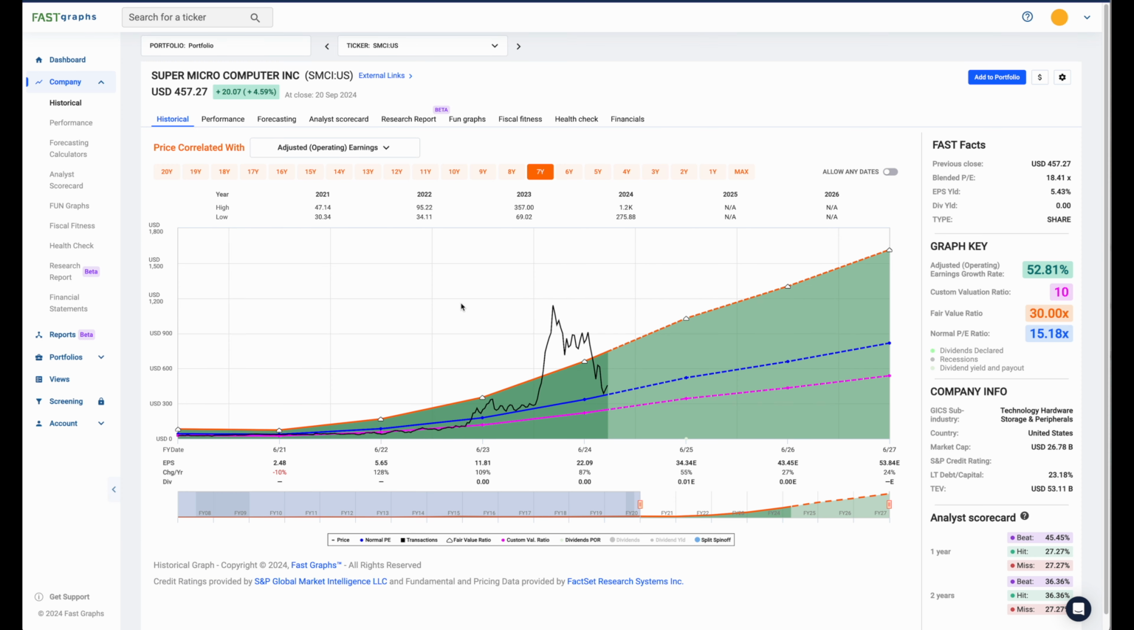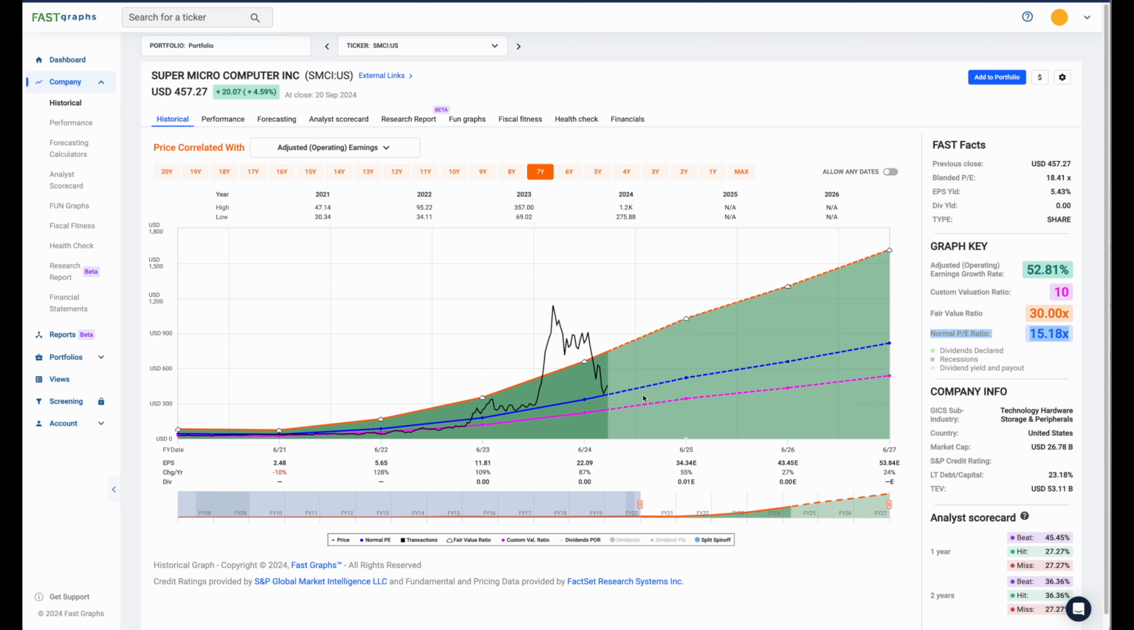With FastGraphs, you can see here that it's basically undervalued or fairly valued. You see here it has a blended P/E of 18.4 and a normal multiple around 15 over the past 7 years. Looking at this, it looks fairly valued, but this is the kicker here.